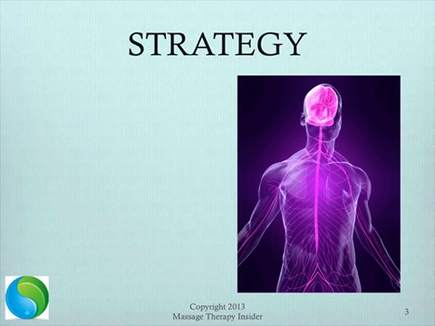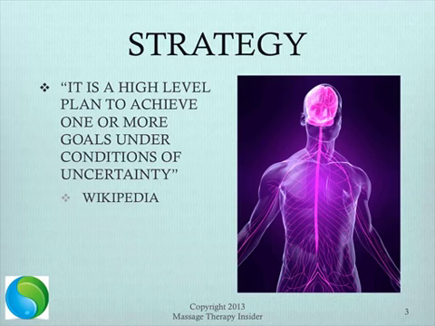We have discussed and will discuss our client's strategy. In particular, what strategy are they using to maintain their posture and to move from? So what exactly is a strategy? A strategy is defined by Wikipedia as a high-level plan to achieve one or more goals under conditions of uncertainty. So our client's strategy is that high-level plan that the nervous system will utilize to develop their posture and movement. In other words, how does the nervous system utilize the myofascial system to organize posture and movement?